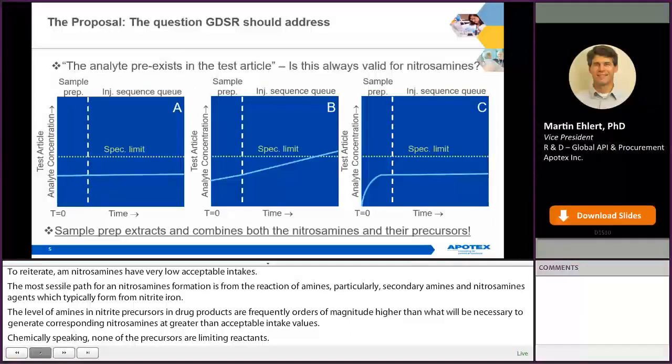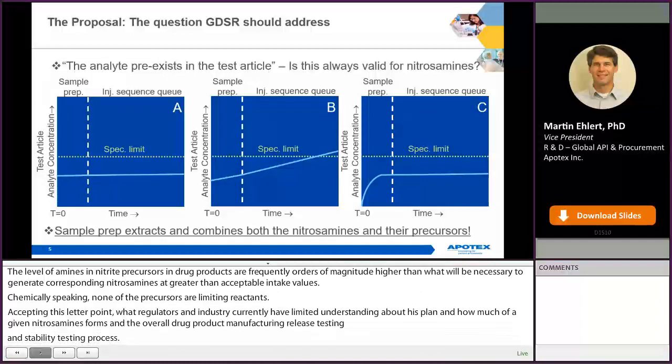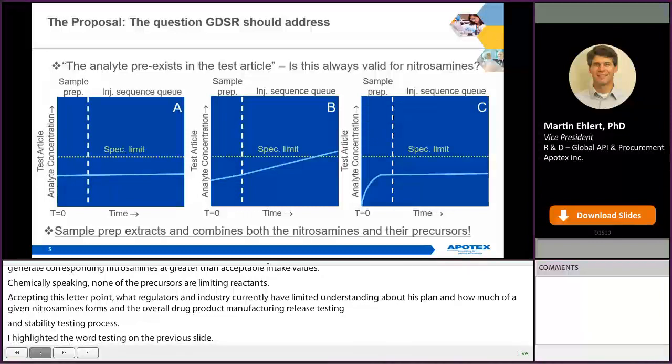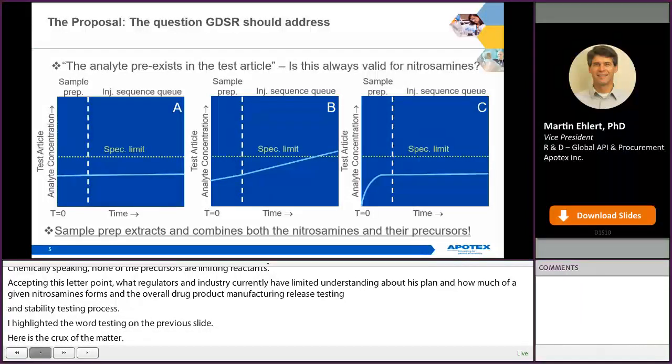I highlighted the word testing on the previous slide, and here is the crux of the matter. Nitrosamine limits for drug products are so low that the only analytical tool we have in our toolbox is chromatographic methods coupled with advanced mass spectrometric detection. There aren't truly orthogonal direct analysis methods available to cross-check GC or LC-MS methods with the sensitivity needed for nitrosamines.